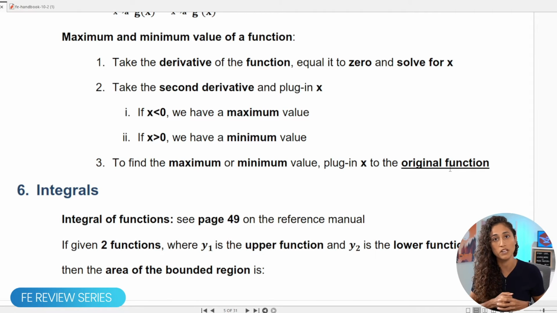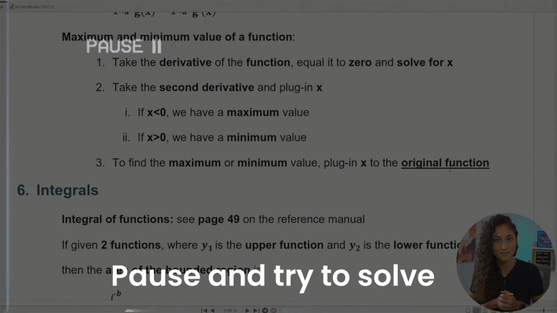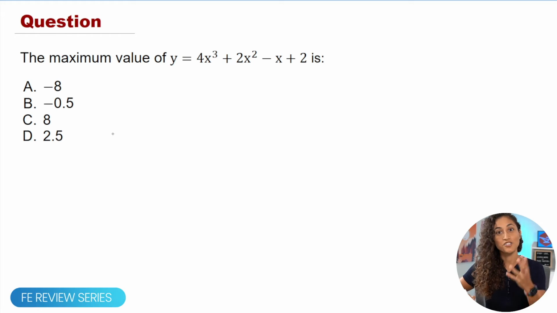With this information, why don't you go ahead and pause the video, solve the problem, and then come back to check out the solution. Make sure that you watch until the end so that I can show you how to do the first derivative test. Did you guys solve it? Let me know what you got in the comments below.